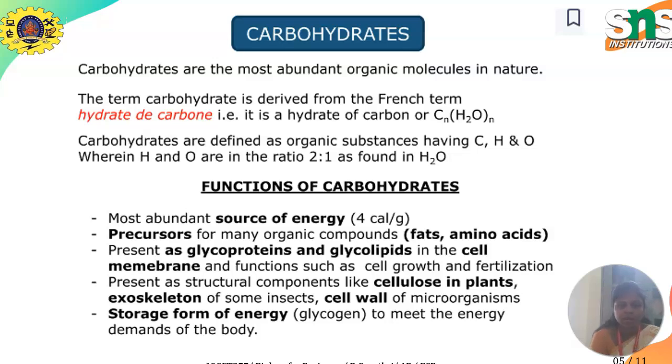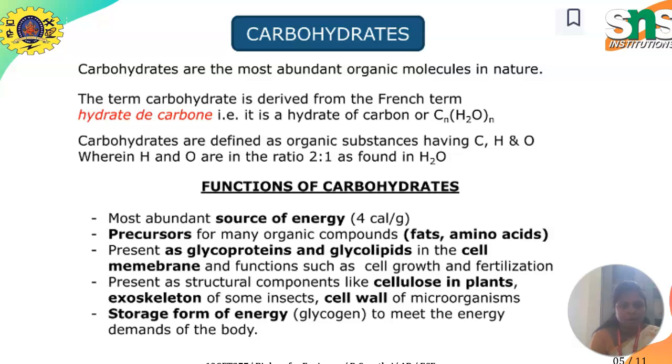Carbohydrates are the most abundant organic molecules in nature. The term carbohydrate is derived from the French term hydrate de carbone, that is, hydrate of carbon, or Cn(H2O)n. Carbohydrates are defined as organic substances containing carbon, hydrogen and oxygen, wherein hydrogen and oxygen are in the ratio of 2:1 as found in water.